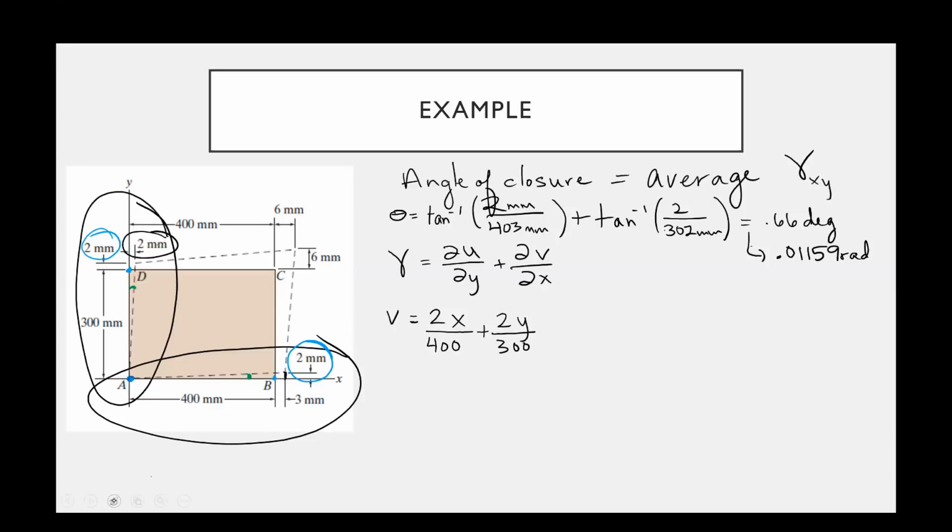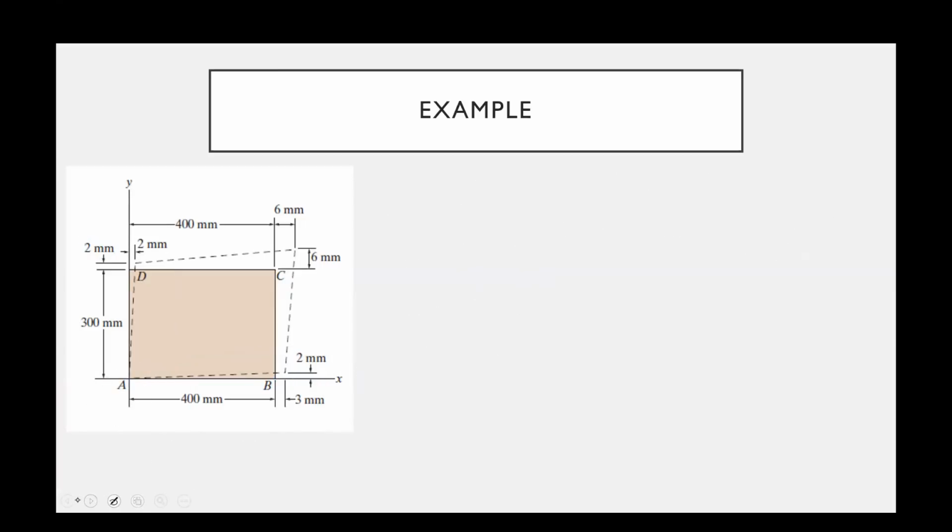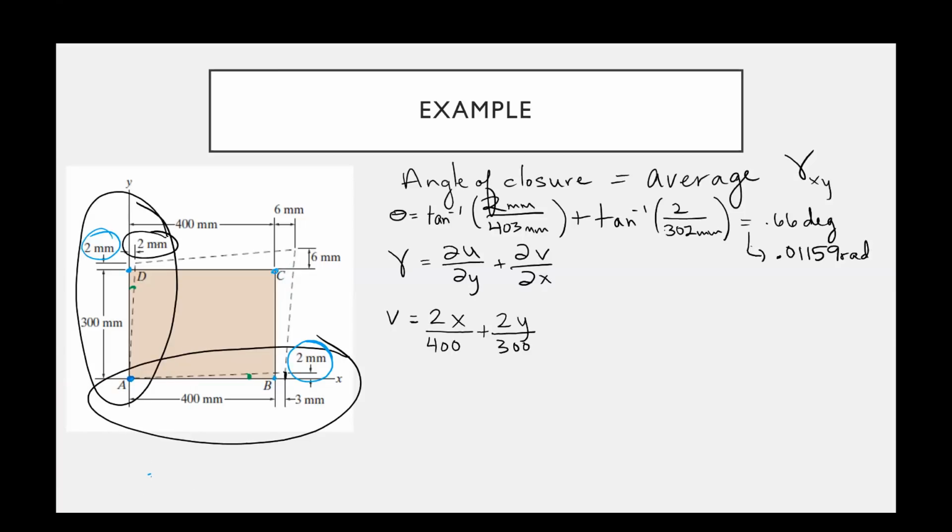Then the question is, does that satisfy the rest of the points? Does that satisfy point C? And at point C, if we plug in 400 for x and 300 for y, we get 2 plus 2. Well, 2 plus 2 does not equal 6. And so we need to add 2 more at that location when x times y equals 120,000. Okay, you can plug in any points you want along the perimeter, and you can satisfy for yourself that this is the equation that controls how much that point is going to move in the y direction.